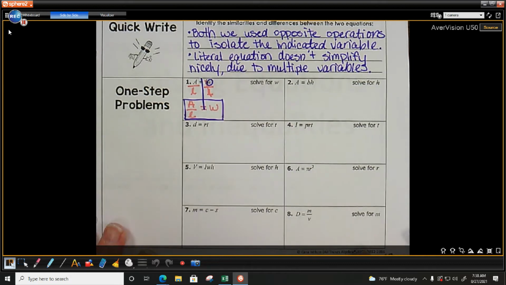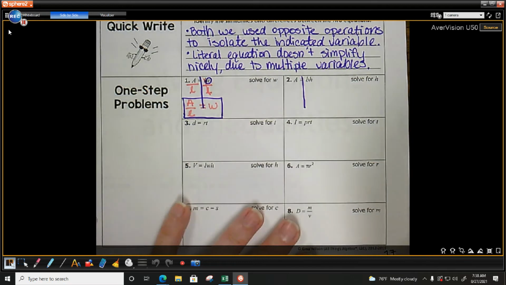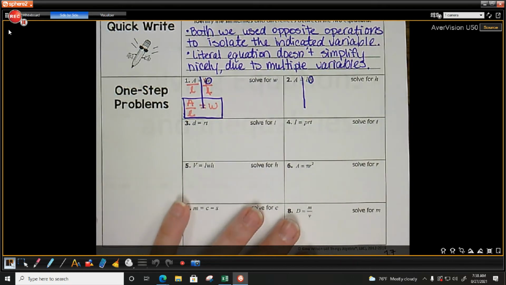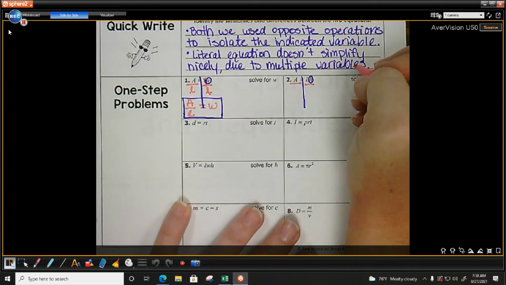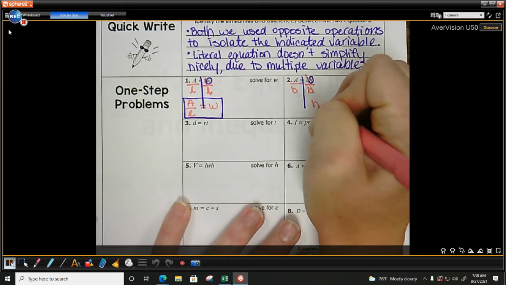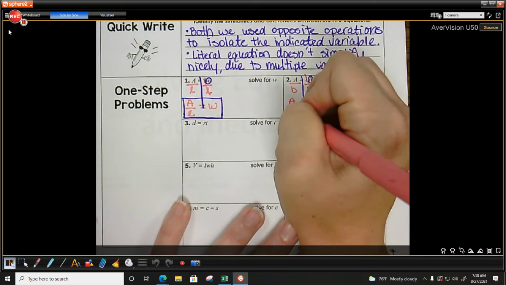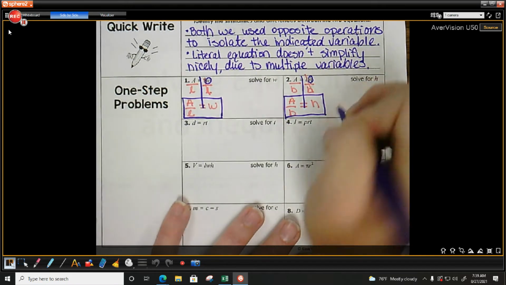Okay. Let's look at number 2. Draw your line through the equals. What variable am I going to circle? H, because it says solve for H. How is that B glued to the H? So the opposite of multiplication is? So I'm going to divide both sides by B, because I want to move the B away. So the B over B cancels, and I get H equals A over B. It doesn't simplify. There's my answer.